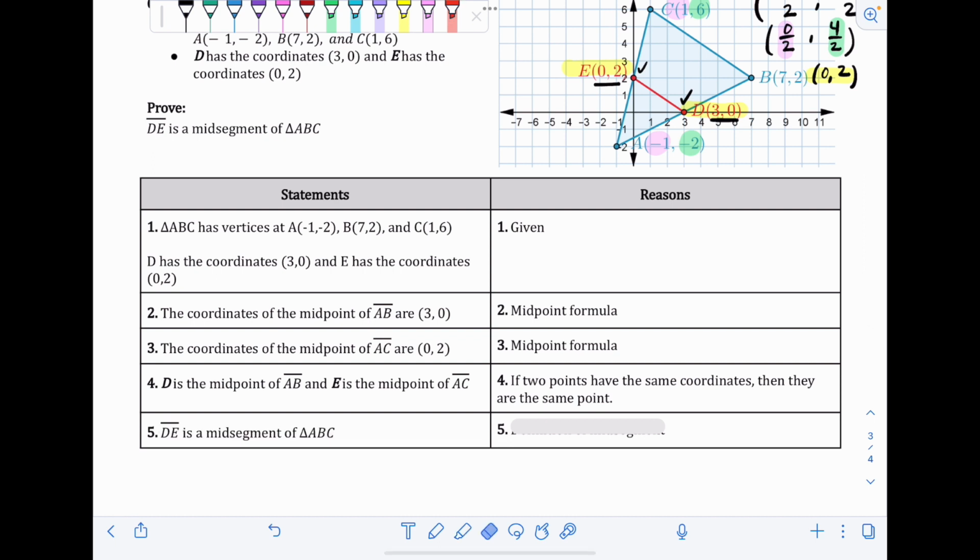We can say that segment DE is a midsegment of triangle ABC, and then our reason is just the definition of a midsegment, because a midsegment is a little segment in a triangle that connects the two midpoints of the two sides.